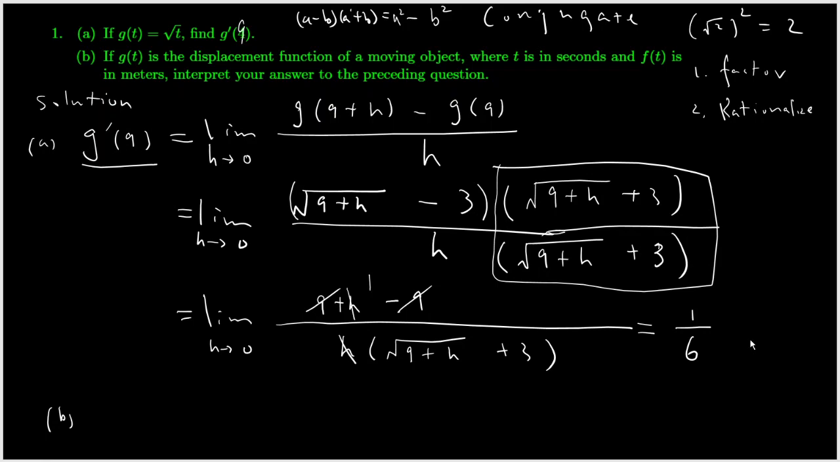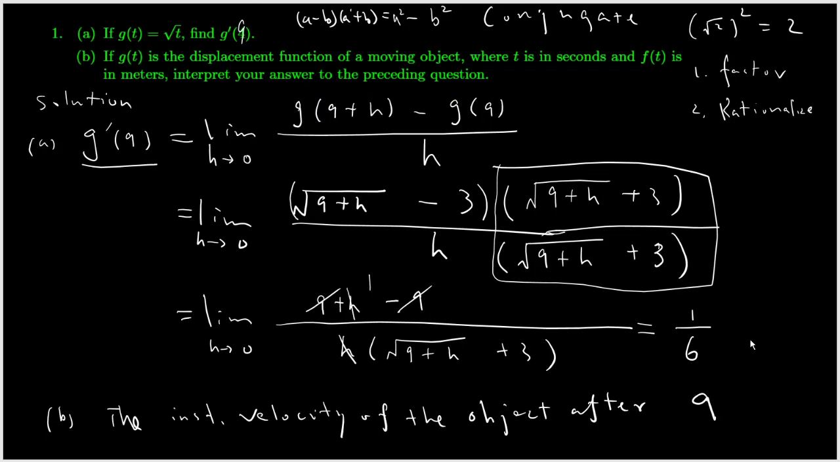Okay, so the answer to question B, you'll write something like this. So maybe the instantaneous velocity of the object after how many seconds? 9 seconds, right? So 9 is the t value in here. After 9 seconds, the instantaneous velocity equals 1/6. If you want the unit, you can say meters per second.